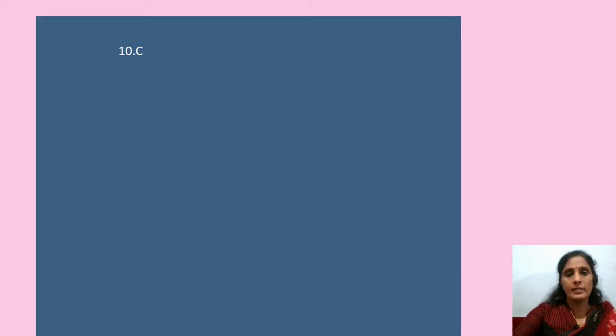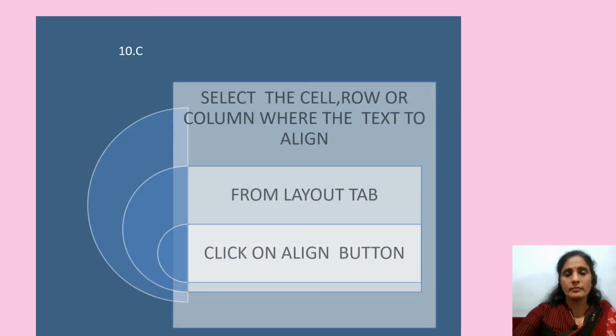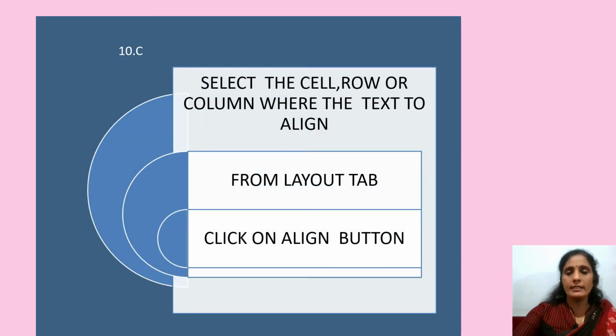Question number 10C is write the command sequence to change the alignment of data in a table. For that, first step is select the cell, row or column where the text to align. Second step, from Layout tab, click on Align button.